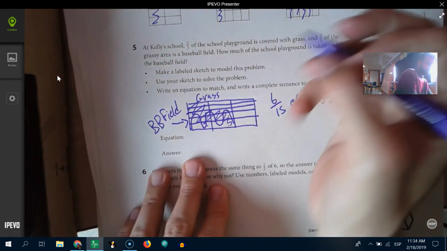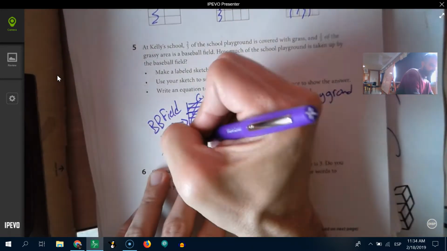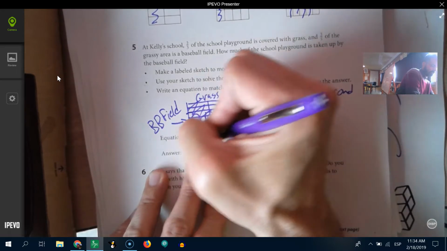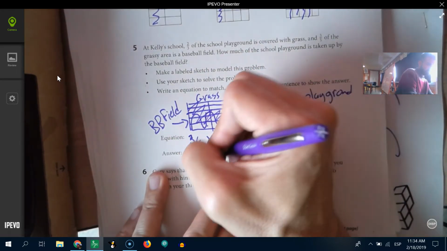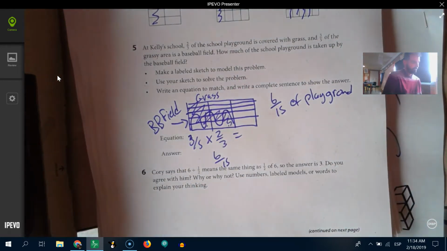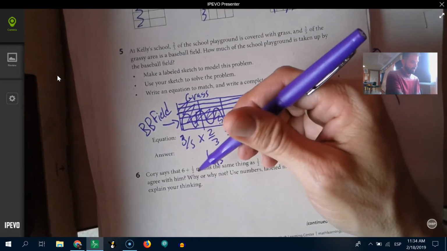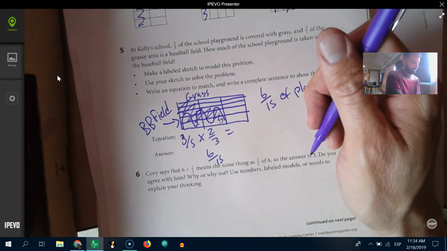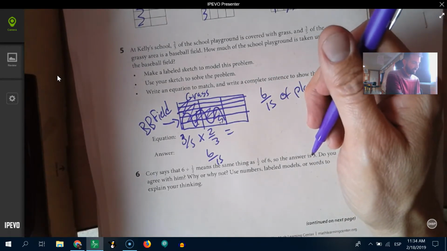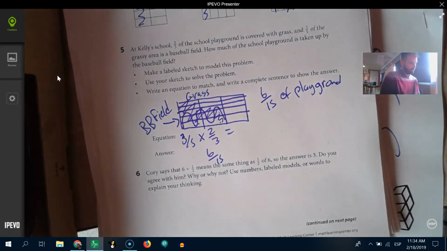All right, so my equation is we have 3/5 of the 2/3 of the playground is going to be equal to 6/15. Next problem: 6 divided by 1/2 means the same thing as 1/2 of 6. So the answer is 3. Do you agree with him? Why or why not? Use numbers, labeled models, or words to explain your thinking.